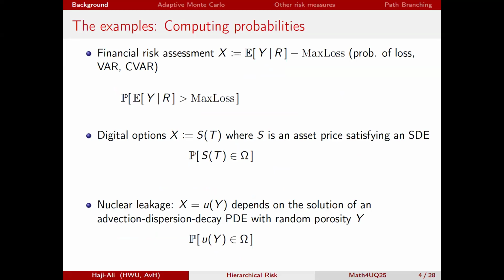And another, fancier application, if you will, is when one is interested in the probability of nuclides from a nuclear repository leaking into some sensitive area. And so then the random variable x will be a PDE solution of some underlying randomness y. So the PDE will be some advection dispersion decay, and y will be the random porosity, for example, in the ground where the seepage is happening. And again, the interest here is in computing the probability of this solution being in some interesting domain.